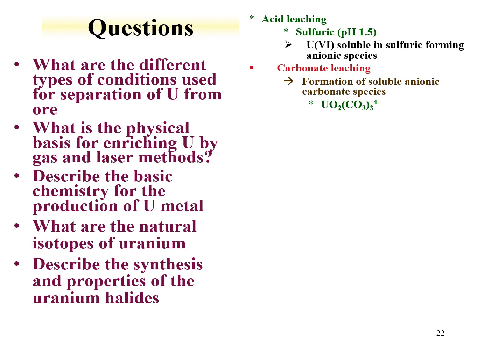Anionic species are also formed with carbonate leaching. So in a basic system, you can form carbonate systems. The uranyl carbonate will go into the solution phase. And this is beneficial because a lot of metal ions will then go into the solid phase, so you can achieve an initial bulk separation with this route.